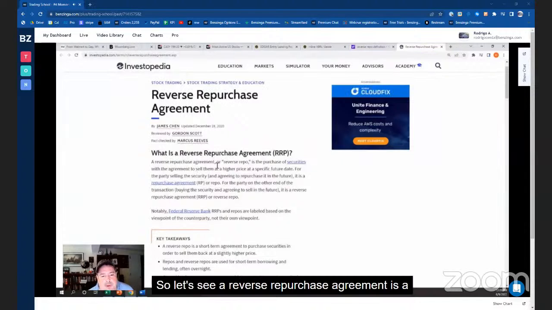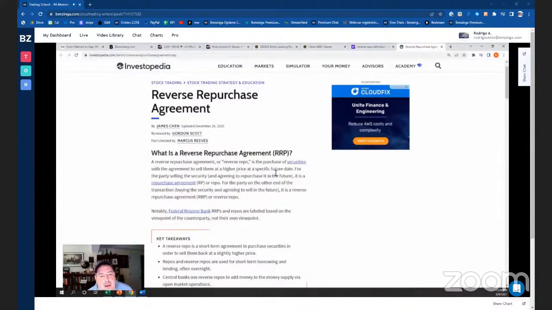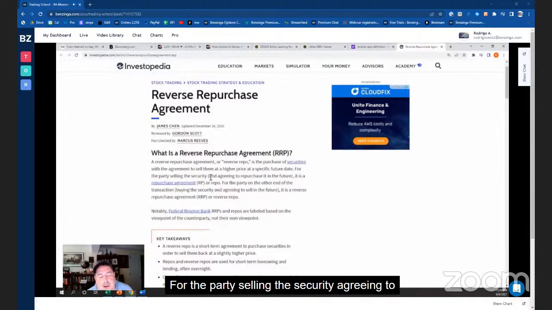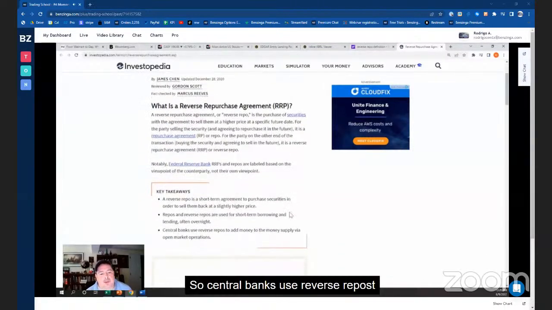So a reverse repurchase agreement is a purchase of securities with the agreement to sell them at a higher price at a specific future date. For the party selling the security, agreeing to repurchase it in the future, it's a repurchase agreement. For the party on the other end of the transaction, it's a reverse repo agreement. So repos and reverse repos are the same thing. It's just one's on one side and one's on the other side. So central banks use reverse repos to add money to the money supply.